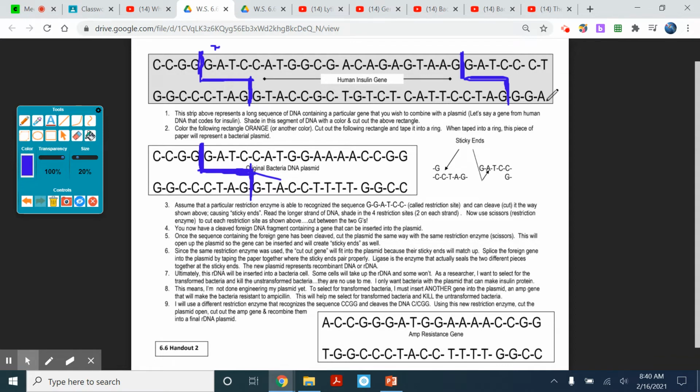and they'll come together. So this is where our tape's going to come in handy here. We're going to tape together the sticky ends, and they should fit pretty well, and our bases should be complementary there.